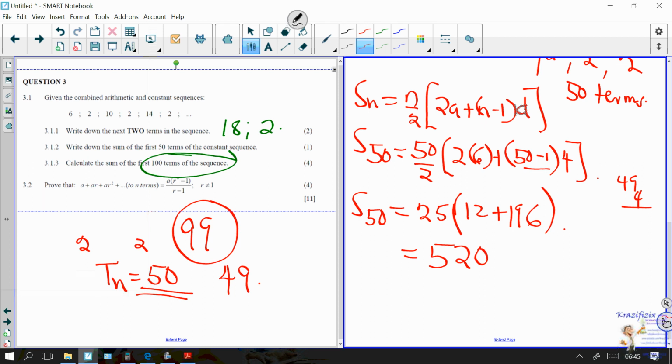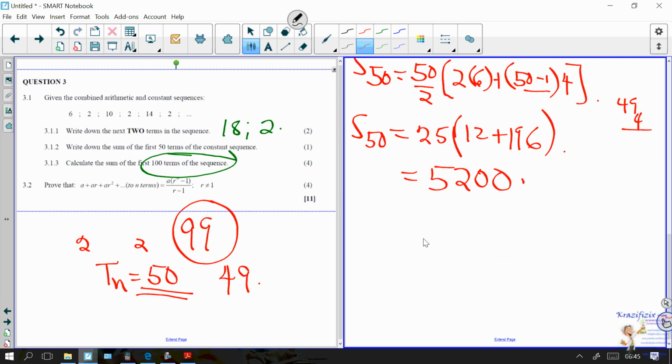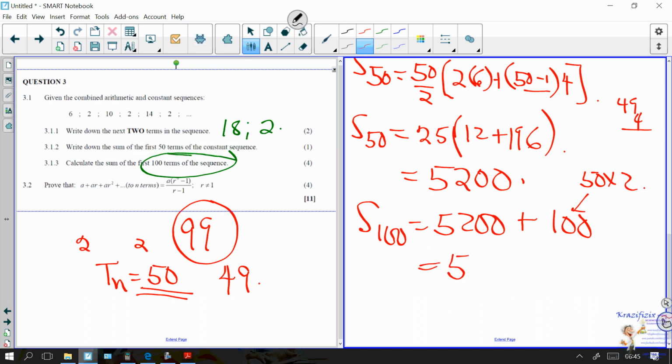5,200. But that's not my final answer. That is just the sum of the arithmetic. Remember, there is a constant of 2. So my S100 would be 5,200 plus 100. Where is my 100 coming from? 50 multiplied by 2. And what's my answer? 5,300. Okay.